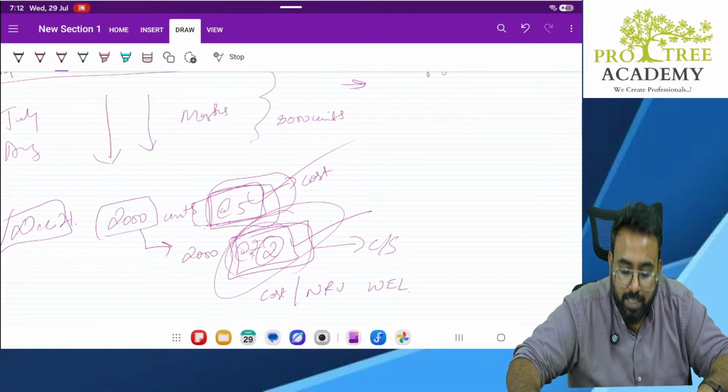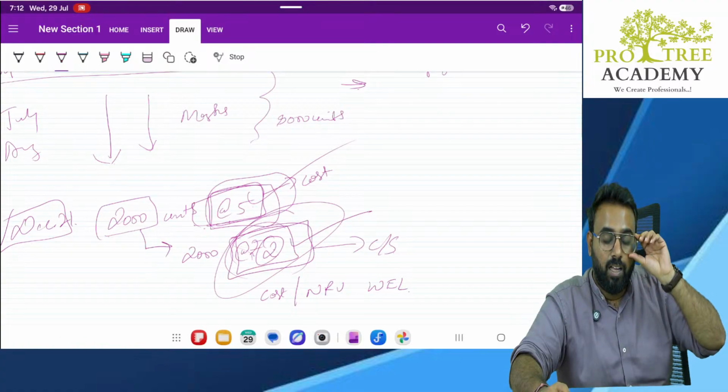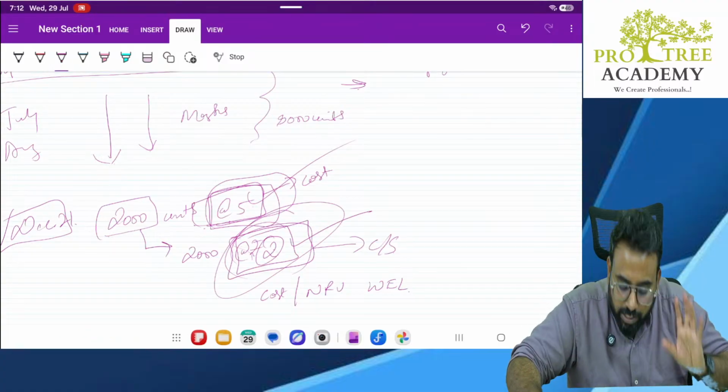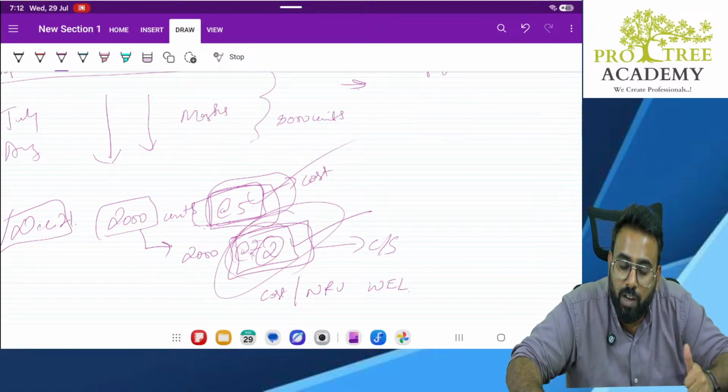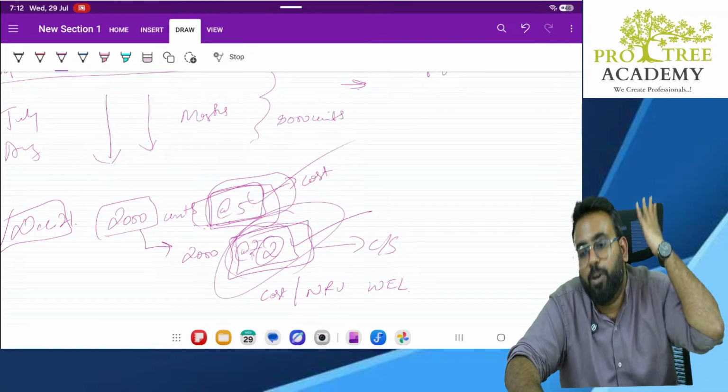Understanding, everybody? Yes. In this case, if your realizable value itself is only 2 rupees, then what is the use of valuing it at 5 rupees?